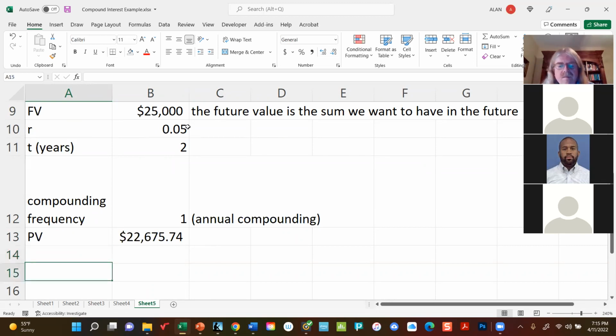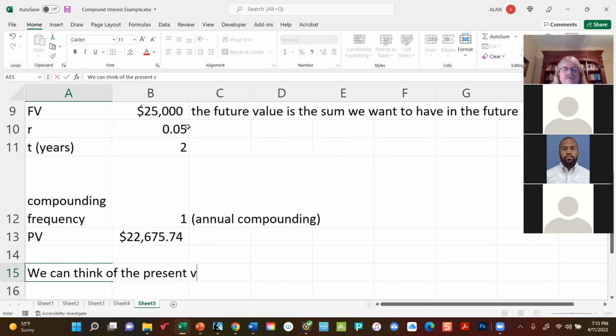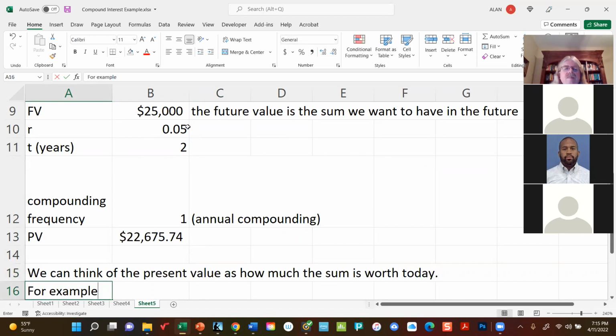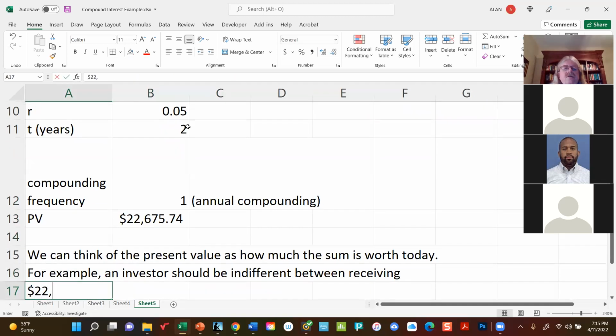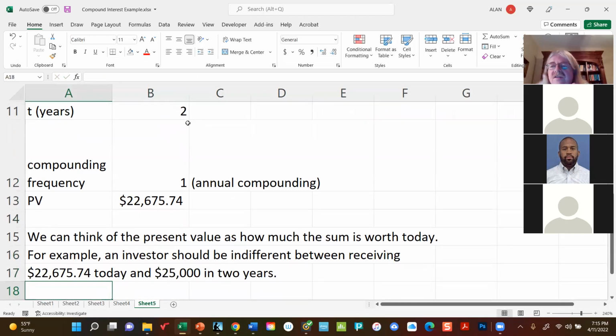Now, we can think of the present value as how much the sum is worth today. For example, an investor should be indifferent between receiving 22,675.74 today and 25,000 in 2 years, because in present value terms, it's the same thing.